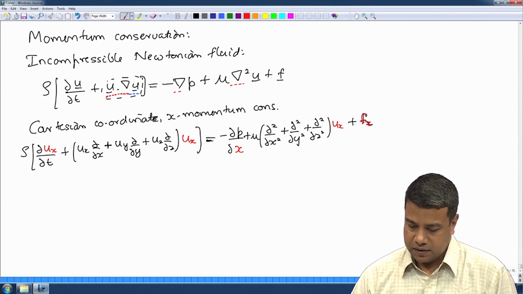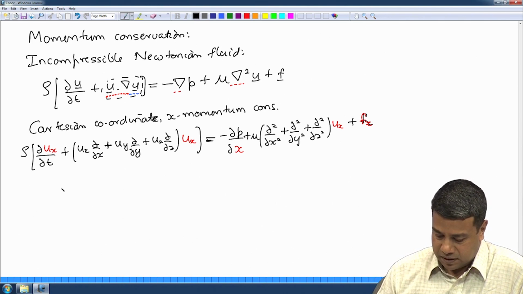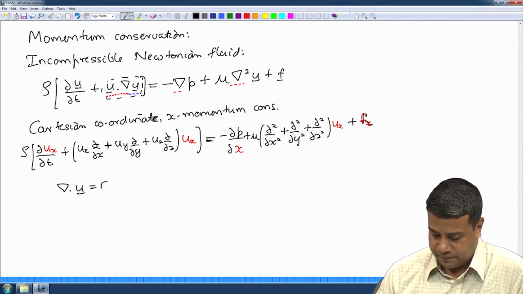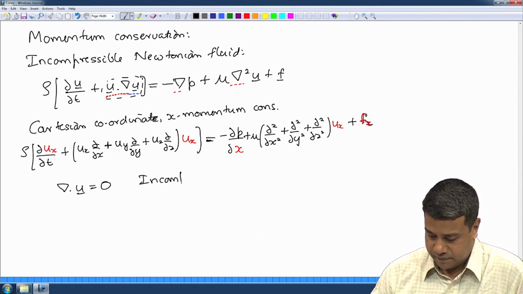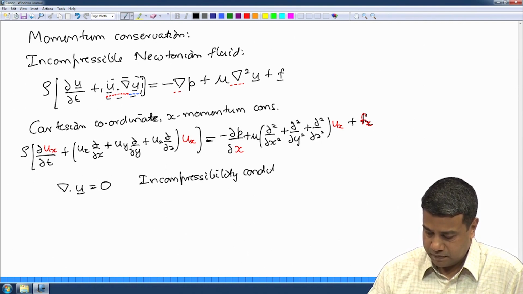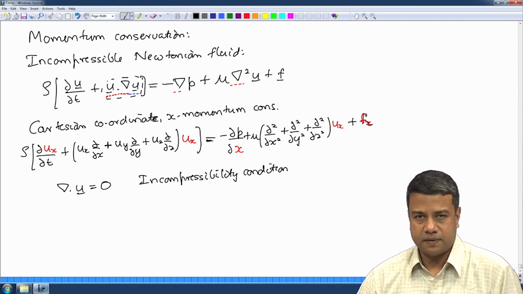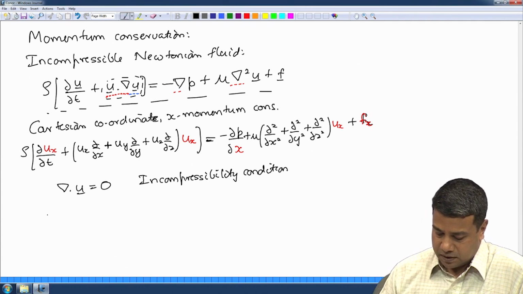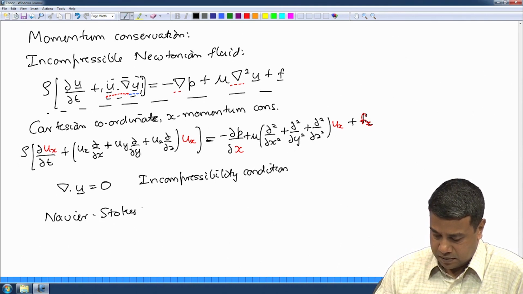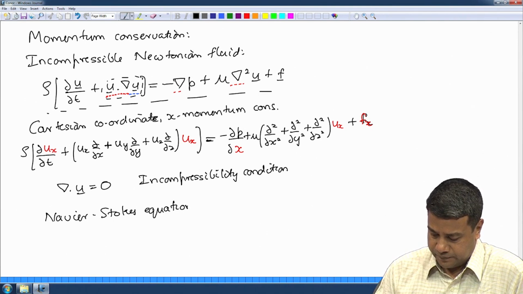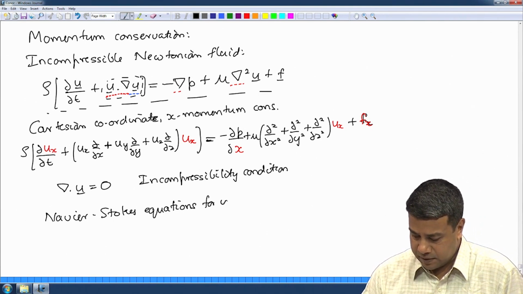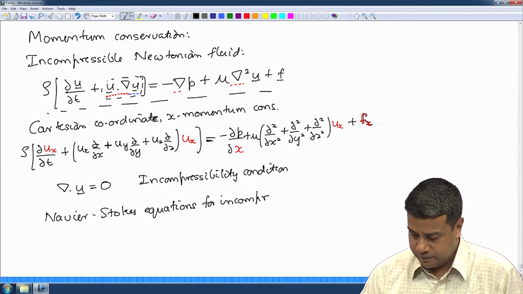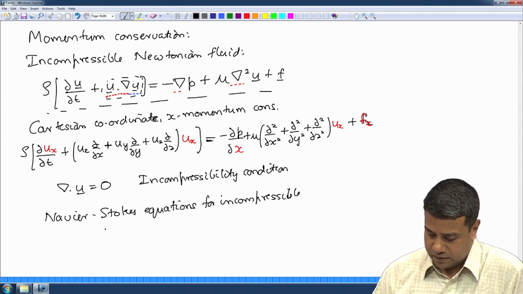So, this combination of the incompressibility condition and this momentum conservation equation are what are called the Navier-Stokes equations for incompressible Newtonian fluids.